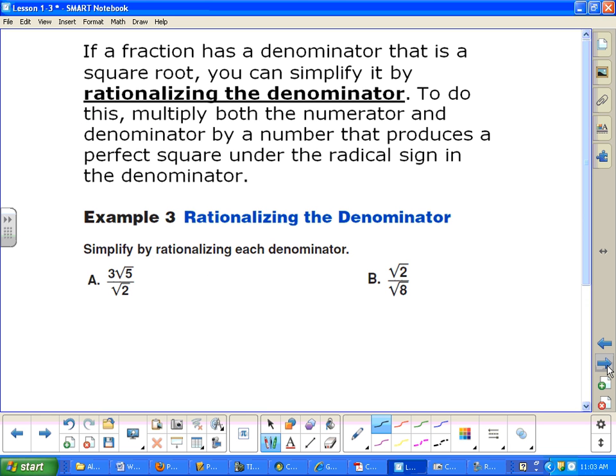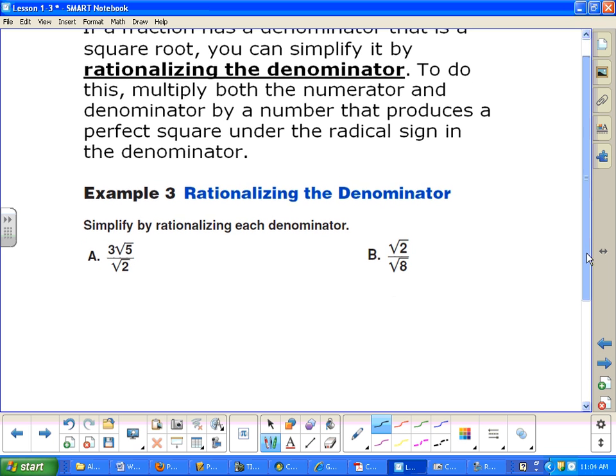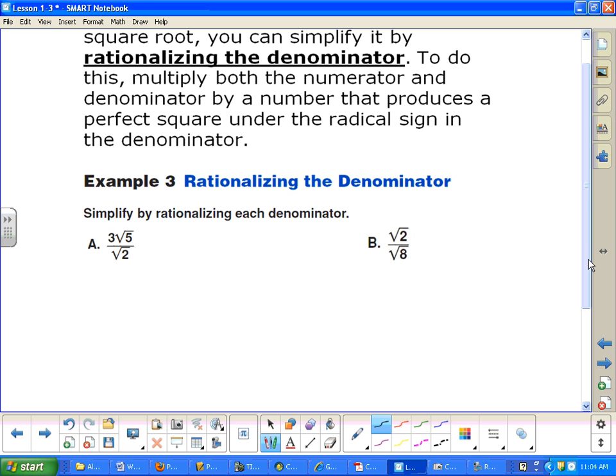Okay. Rationalizing the denominator. Remember, we said that you cannot have a radical in the denominator. So that means we want to get the radical out of the denominator however we can. Now, first of all, we're still going to look at the fraction and see if I can simplify the fraction first of all.